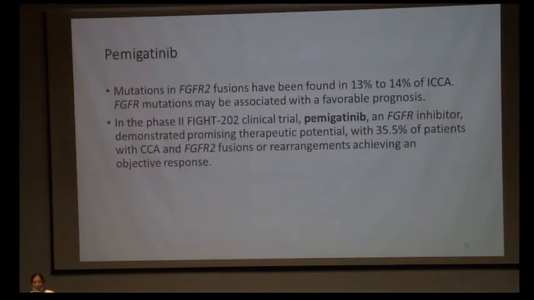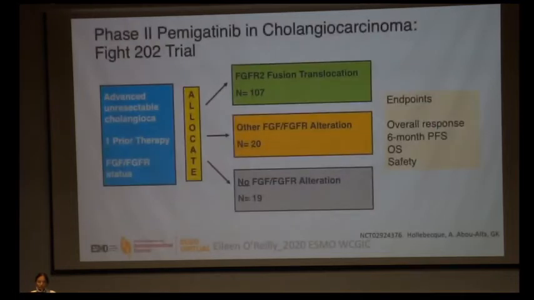Then pemigatinib. Mutations in FGFR2 fusions have been found in 13 to 14% of intrahepatic cholangiocarcinoma, and these mutations are associated with favorable prognosis. In the phase 2 FIGHT 202 clinical trial, pemigatinib, an FGFR inhibitor, demonstrated promising therapeutic potential with 35.5% of patients with cholangiocarcinoma and FGFR2 fusions or rearrangements achieving an objective response.